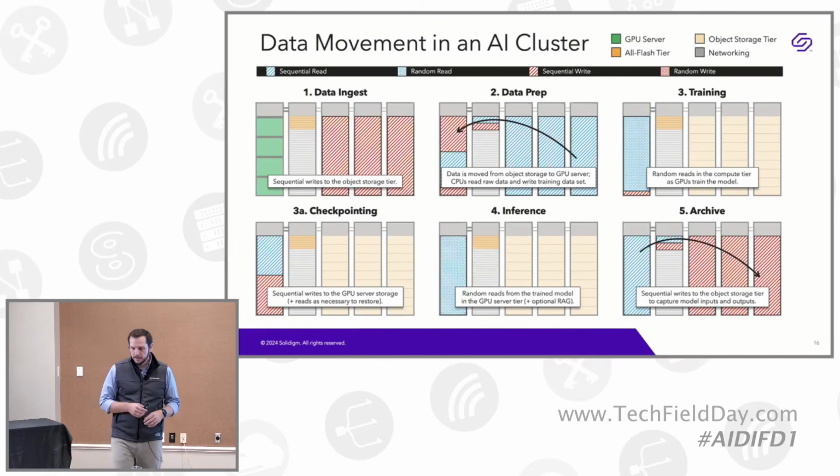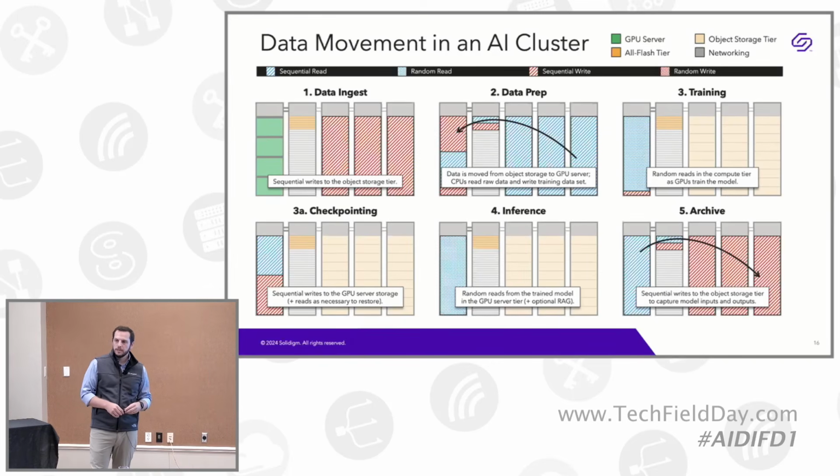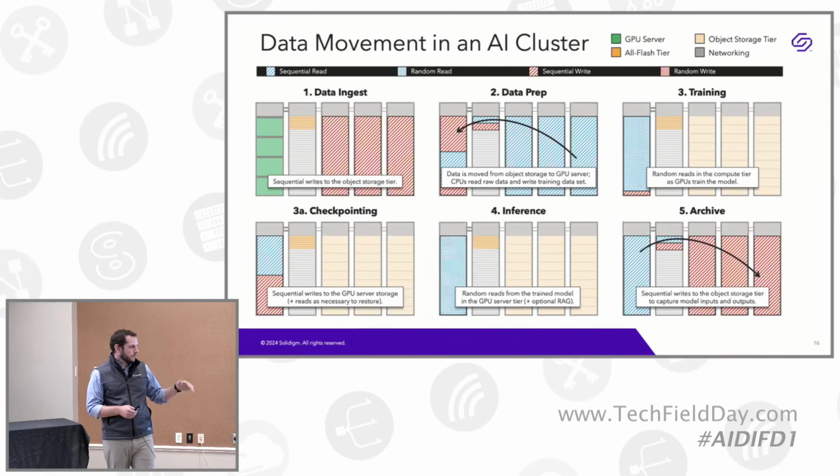And then finally, at the archive stage at the end, we're moving all that stuff off of the GPU servers and saving it back in object storage where it's cheap, and we can hang on to it for as long as we need, either to kick off another round of training in the future to make our model even better, or to have the right answers when the regulators come calling. So this is, like I said, sort of A plus B, the data pipeline plus the data tiering. We'll revisit this toward the end of the presentation when we talk about what Solidigm actually recommends and why.